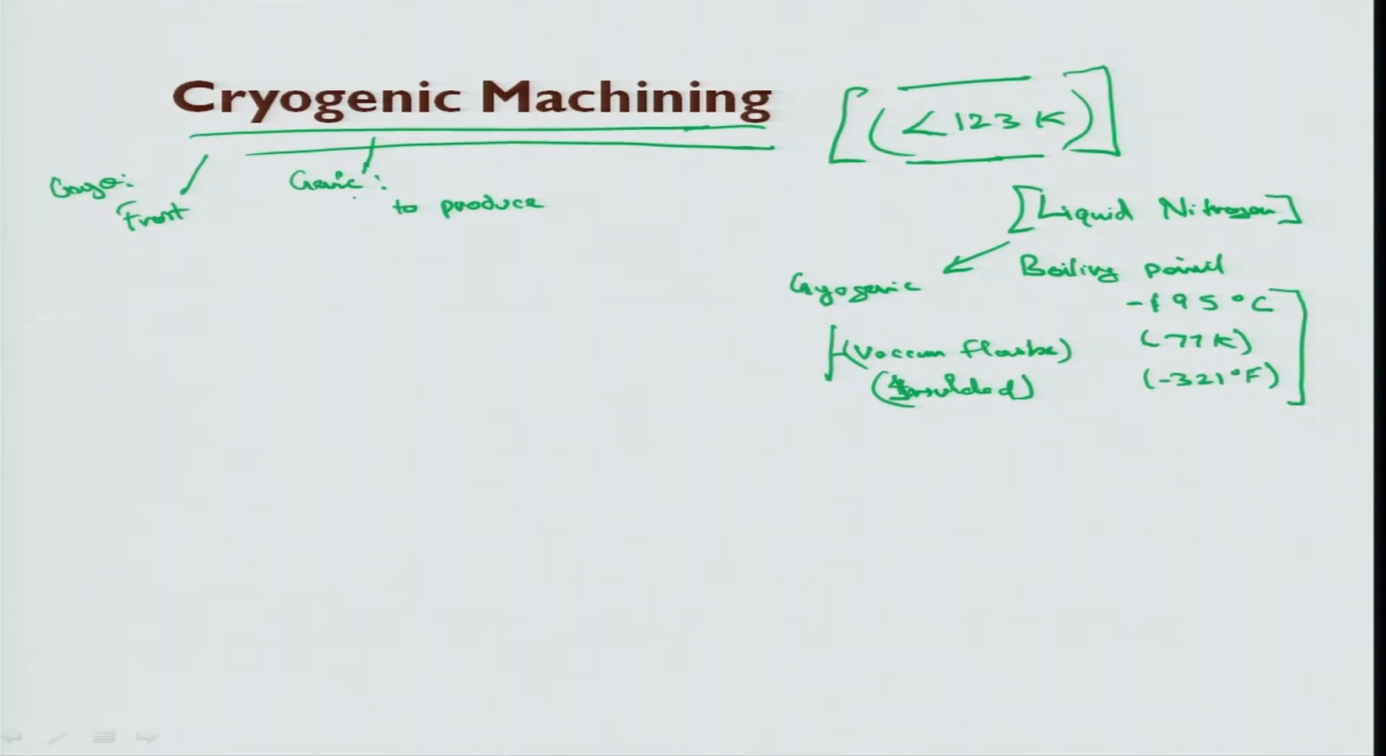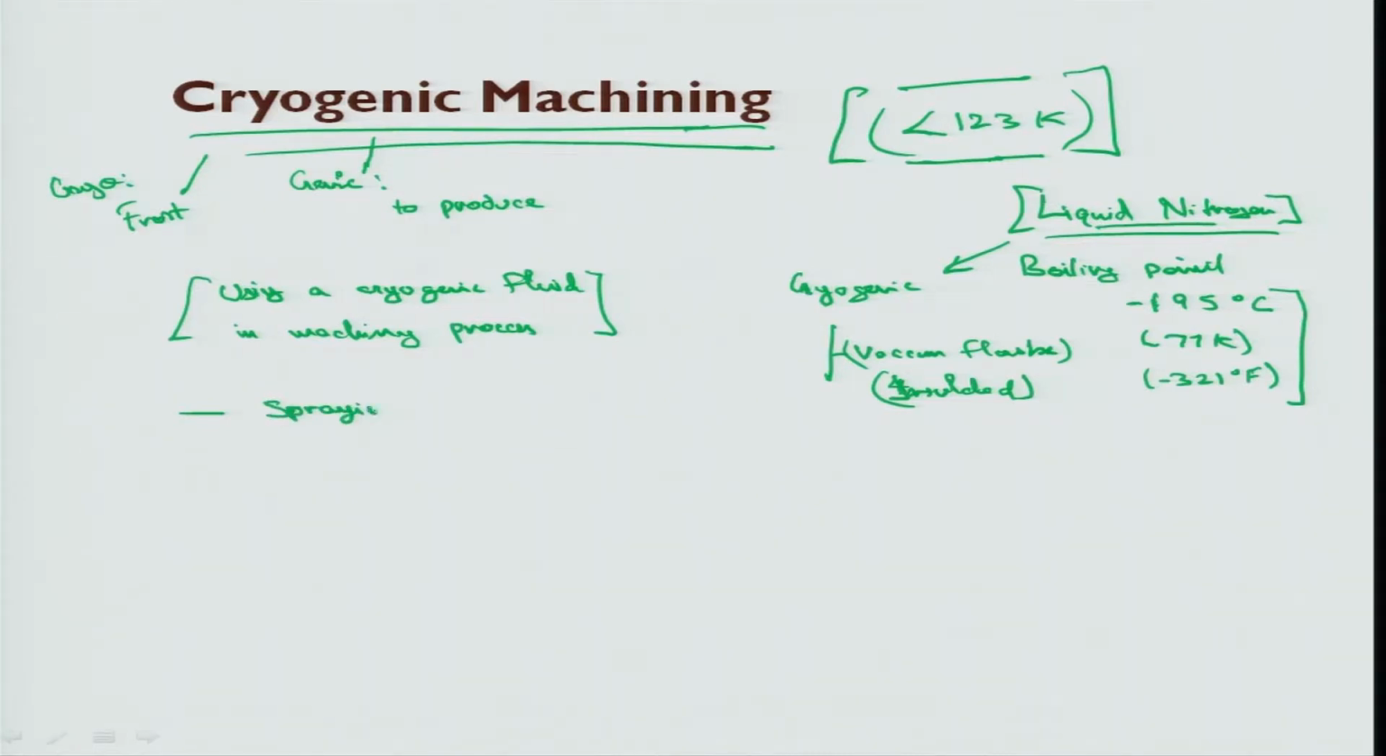So we are talking about cryogenic machining here. What is cryogenic machining? It is using a cryogenic fluid in the machining process. This is the definition. Now what were the methods that were there to supply this cryogenic fluid, liquid nitrogen? So earlier what was happening, it was being sprayed, spraying of liquid nitrogen.